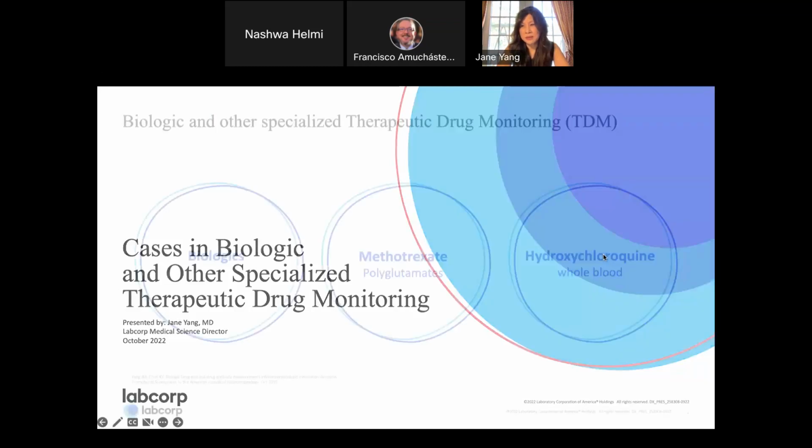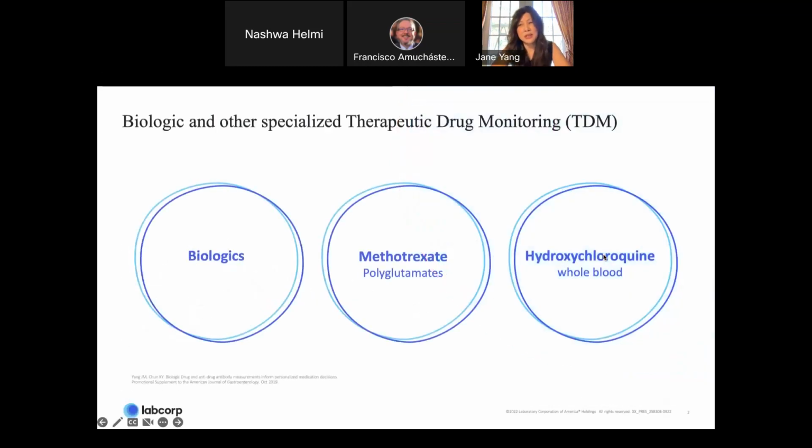Today's topic is specialized TDM, because I won't be discussing conventional TDM for the usual traditional medications like digoxin or gentamicin. The greater part of this talk will focus on biologic drug measurements, but other specialized TDM, including the polyglutamate forms of methotrexate and whole blood hydroxychloroquine, will also be covered.